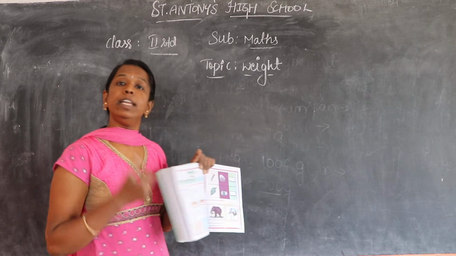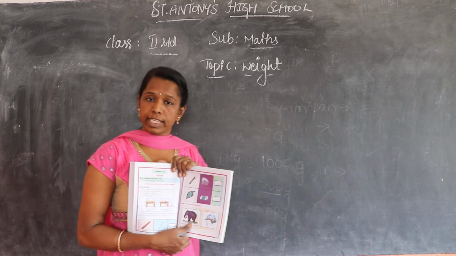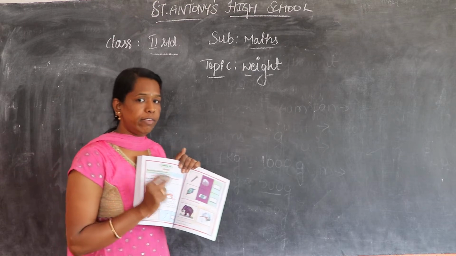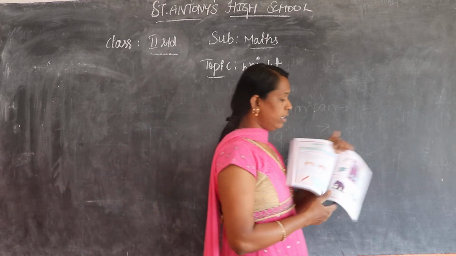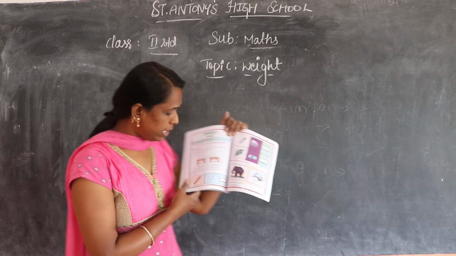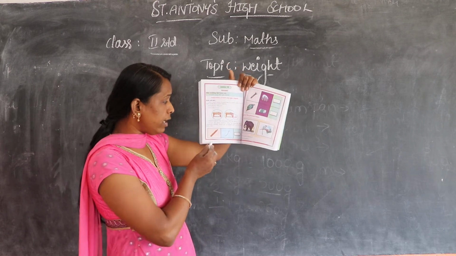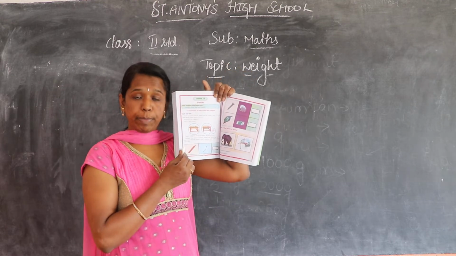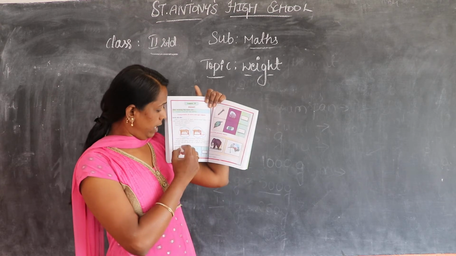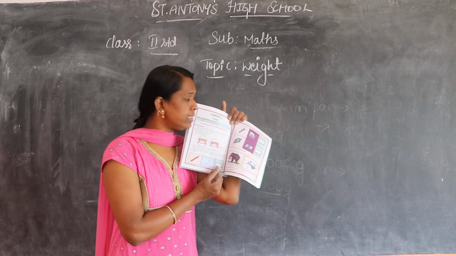For example, in our classroom, table and chair. When compared to these two, which is the heavier one? The table is heavier than the wooden chair. Here, some objects are given. You have to write in the box which is the heavier one. When compared to this pencil and thread, pencil is the heavier one. Write pencil, spelling P-E-N-C-I-L.